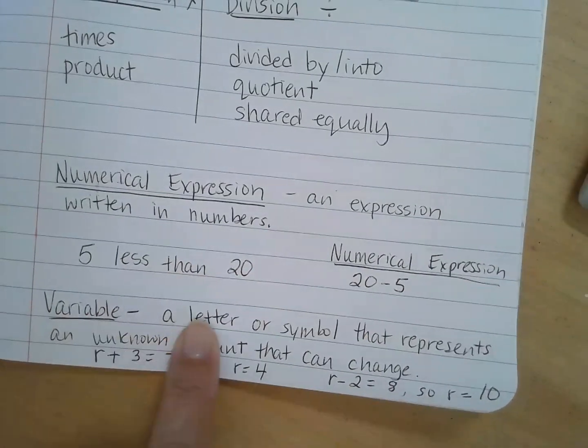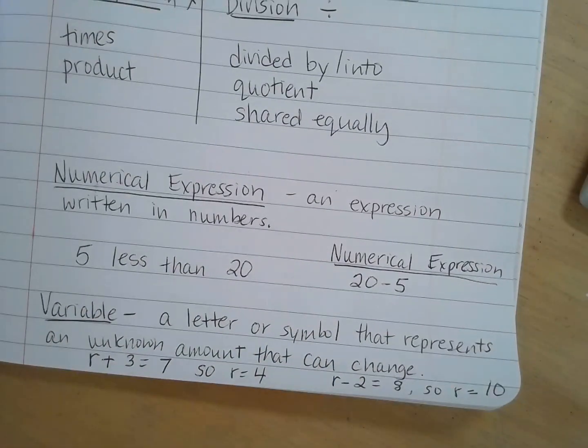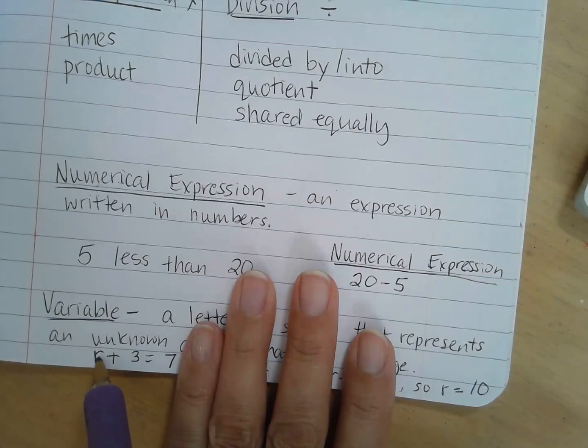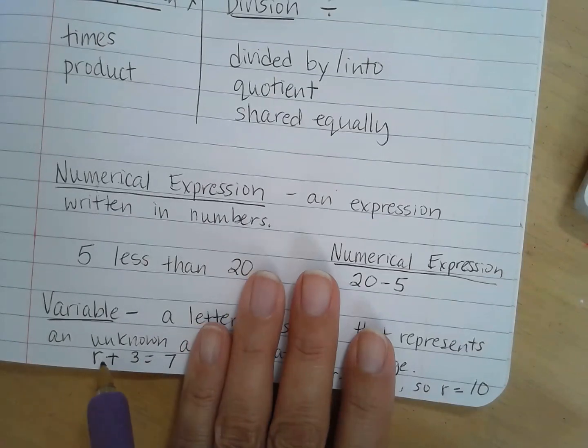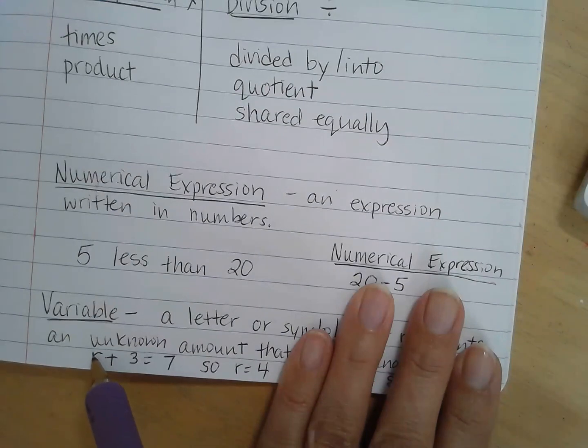Okay, a variable. A variable is a letter or a symbol that represents an unknown amount that can change. And I've talked about this before. So if I were to give you the letter R, that is a variable. It represents an unknown number, but you can figure out what R represents by looking at this simple equation. So R plus 3 equals 7. So you have to ask yourself, what number, when I add 3 to it, would get me to 7, right? So if we know our addition facts, 4 plus 3 is 7. So R equals 4, right? So if I were to replace this letter R with the number 4, that would make this statement true. 4 plus 3 is 7.